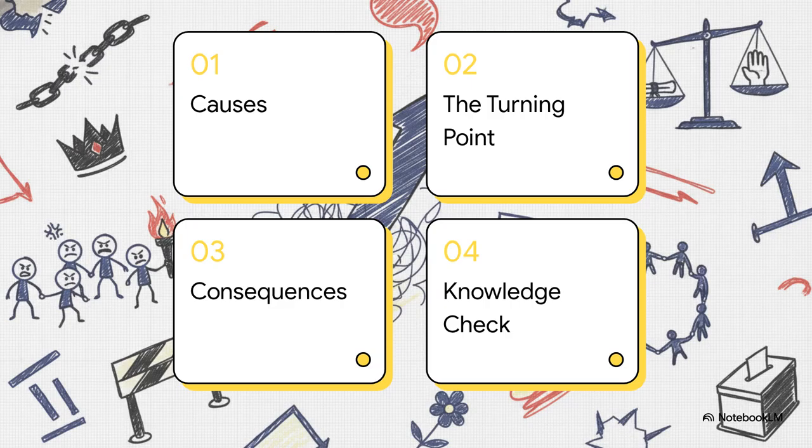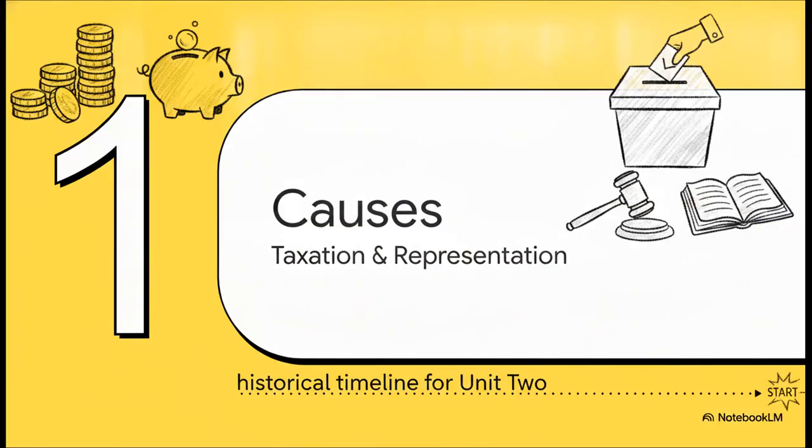To figure that out, here's our roadmap for the explainer and exactly how you'll want to structure your notebooks for the next 4 weeks. We've got 4 parts. 1. Causes, focusing on taxation and representation. 2. The turning point, where we look at the revolution. 3. Consequences, looking at debates and compromises. And 4. A quick guided notes knowledge check. Let's kick things off with Section 1, Causes, Taxation and Representation.